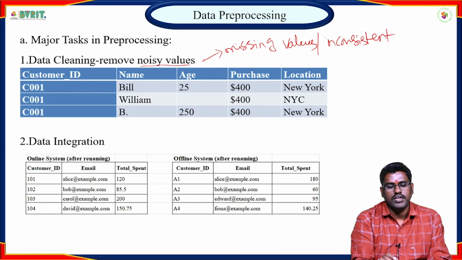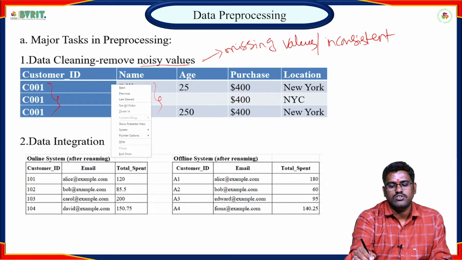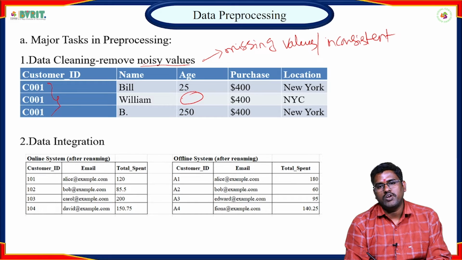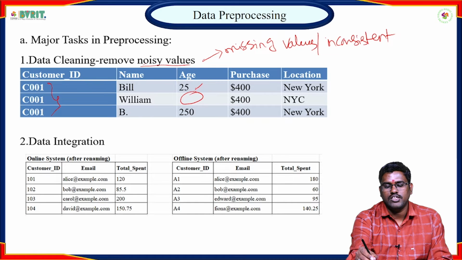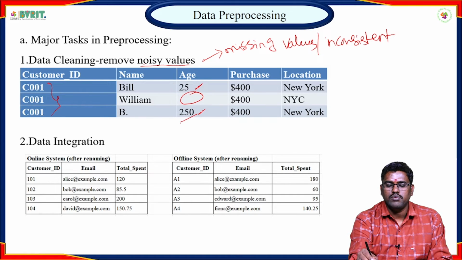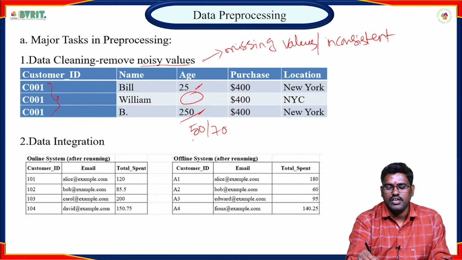See this example. I have taken the customer ID same for all, with different names. See here, for William the age value is missing. This is a missing value. Next one, observe this: this age is 25 but B's age is 250. That is not valid. Maybe this age may be 50 or 70, like that. By mistake, in place of 50, they placed 250. So this is called inconsistent data.